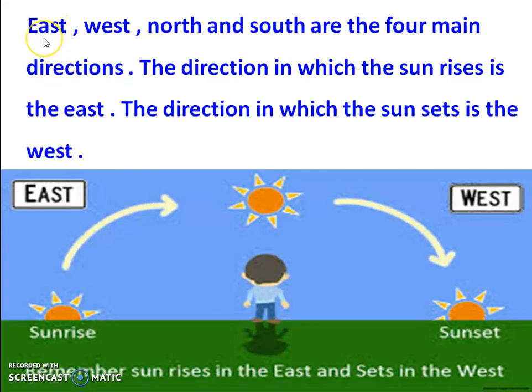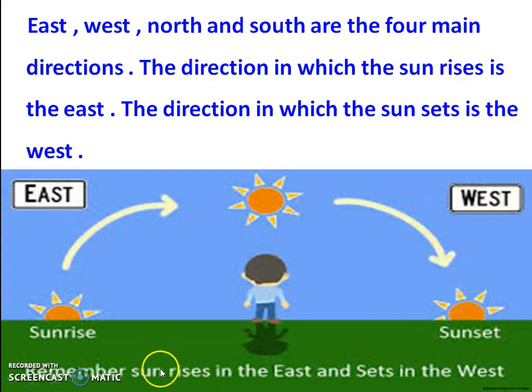There are 4 major directions. They are east, west, north and south. These 4 are major directions. How do we identify the directions? The sun rises in the east side and sets in the west side. Always remember that the sun rises in the east and sets in the west.